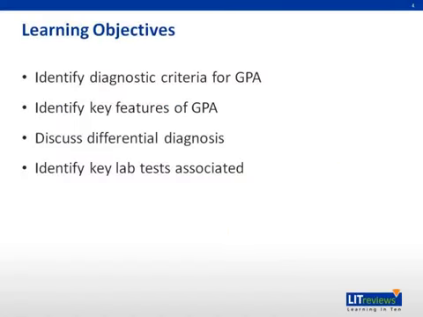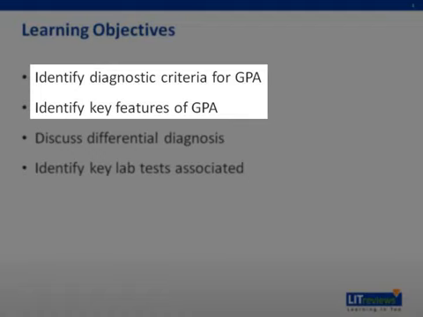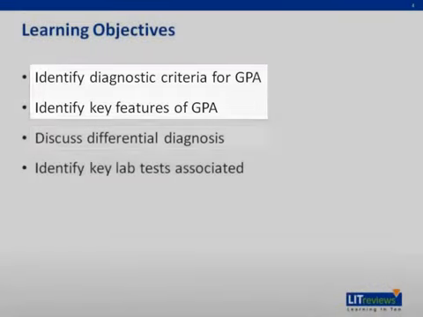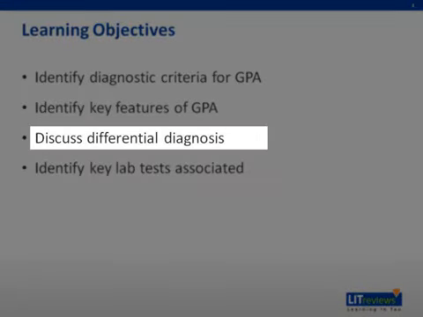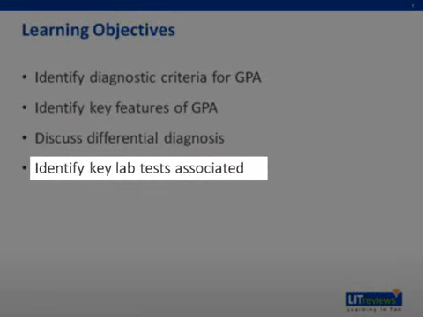The learning objectives for this talk. In the next 10 minutes, we're going to cover the classification criteria for GPA, learn to identify clinical signs and symptoms which would raise your level of suspicion for GPA, review other diseases considered in the differential diagnosis for GPA, and discuss the labs and studies which help to rule in or rule out this diagnosis.